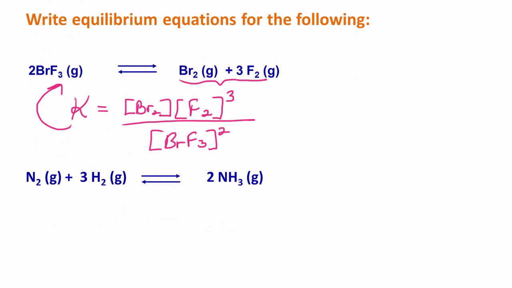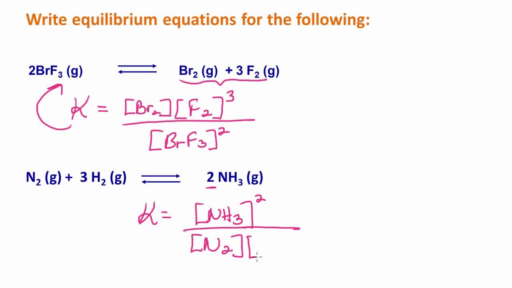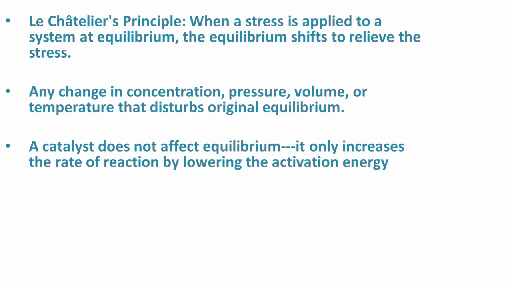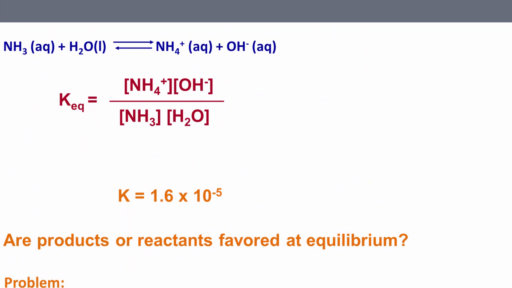Let's go ahead and take a look at a very familiar reaction here. So K will be equal to the concentration of ammonia to the second power divided by the concentration of nitrogen multiplied by the concentration of hydrogen to the third power. Practice writing those equilibrium expressions.